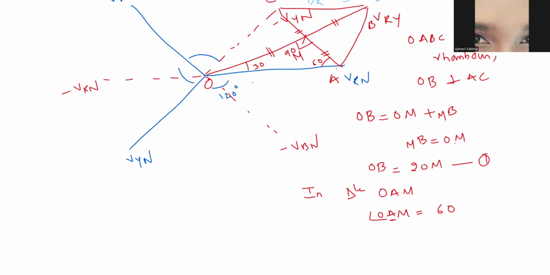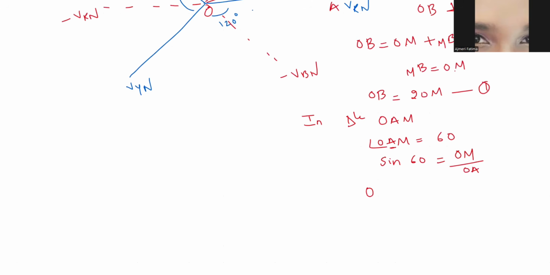Can you tell, like we know what is sine 60? Sine 60 is equal to the side opposite by hypotenuse. So it will be OM by OA. So what is OM from here? OM would be sine 60 into OA. Let us just substitute equation 2 in equation 1.